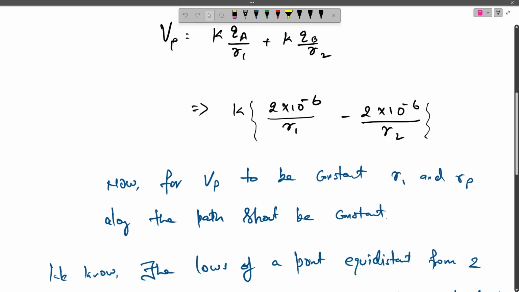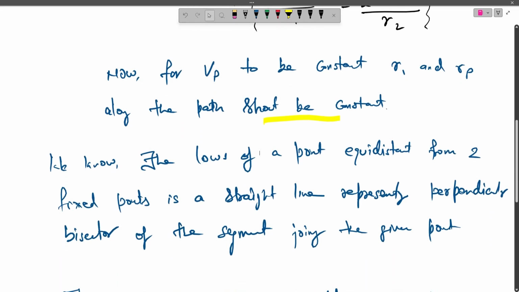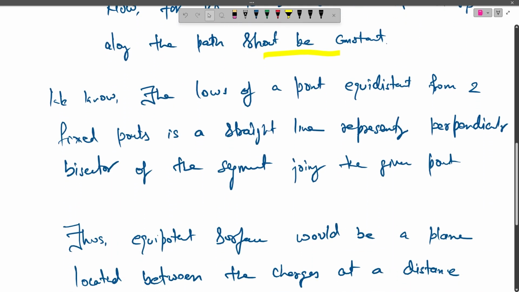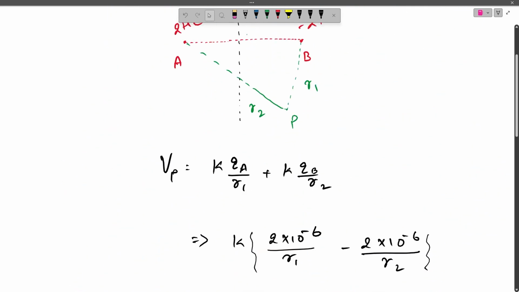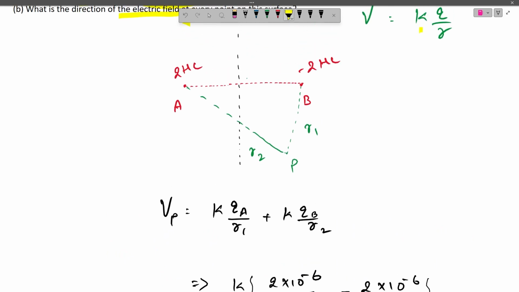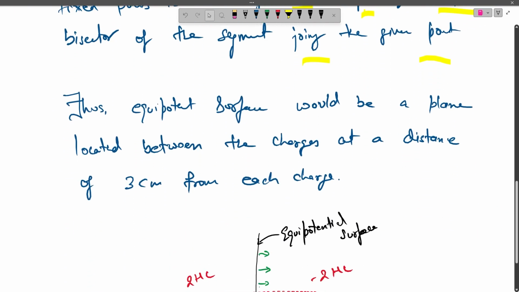Now for Vp to be constant, that is potential to be constant, r1 and r2 along the path should be constant. Now we know that the locus of a point equidistant from two fixed points is always a straight line representing perpendicular bisector of the segment joining the given point. That is, the locus of point that is equidistant from these 2 points should be this perpendicular bisector between these 2 points. Now the equipotential surface would be a plane located between the charges at a distance of 3 centimeter from each charge.